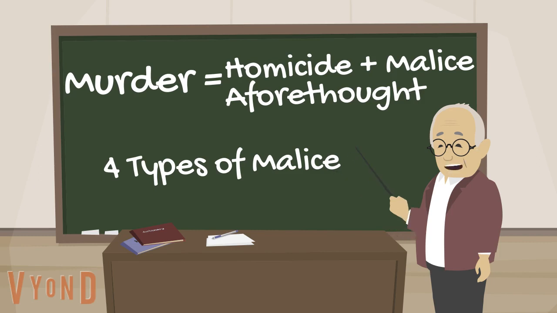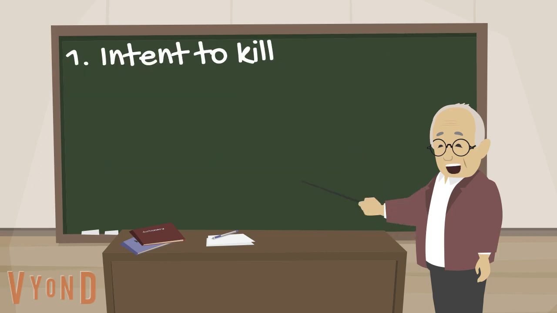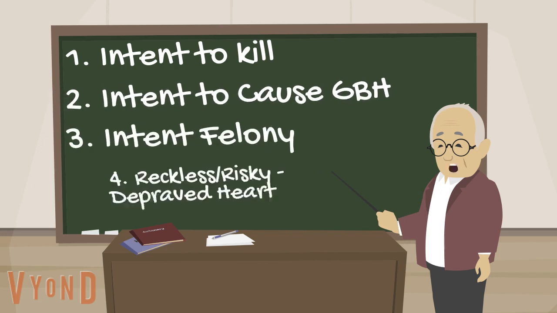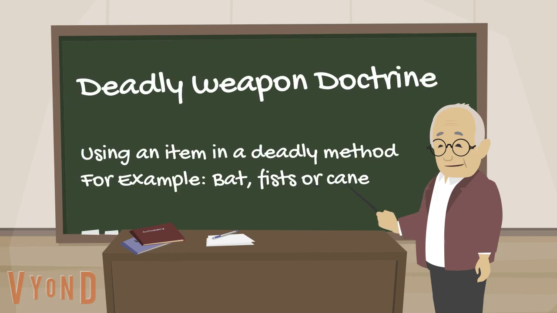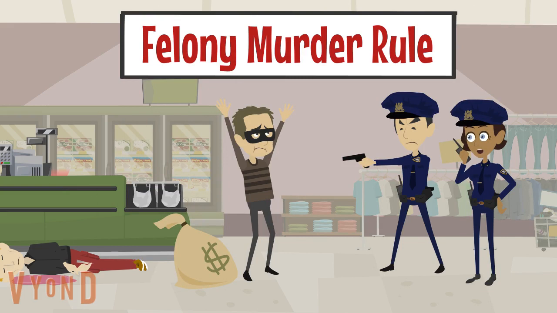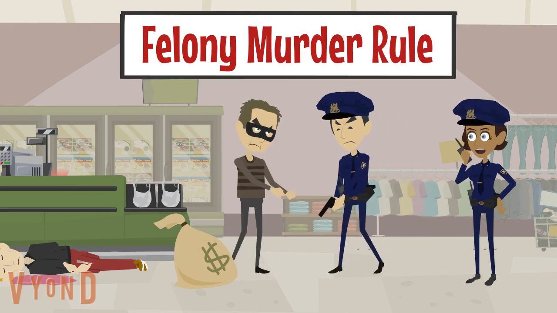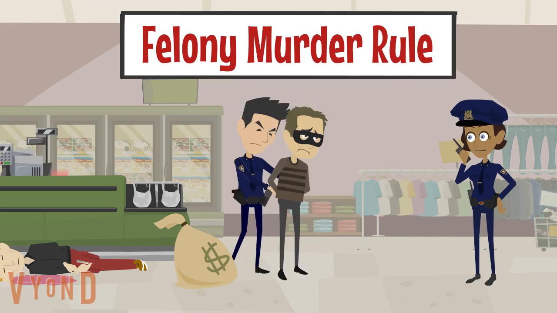They are intent to kill, intent to commit great bodily harm, intent to commit a felony, or reckless indifference to human life, which is also called a depraved heart. In some instances, the deadly weapon doctrine can be used as a substitute for malice. This would occur when an object is used in a deadly manner. When the death is due to a felony or even an attempted but failed felony, the felony murder rule can be enacted. Under this rule, malice can be implied by the intent to commit a felony.